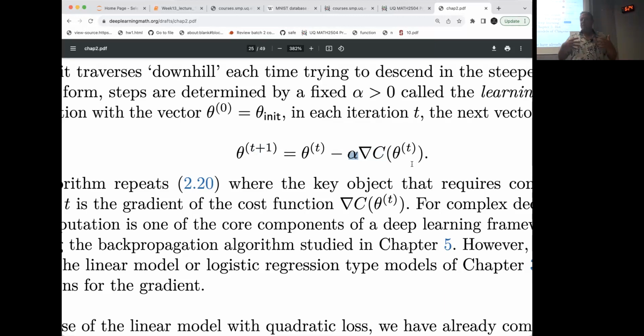When people compute things in deep learning frameworks, a lot of the computation is actually to compute this thing. Machine learning frameworks, PyTorch, TensorFlow, etc., work with the back propagation algorithm to compute the gradient. So computation of the gradient is a thing of its own.